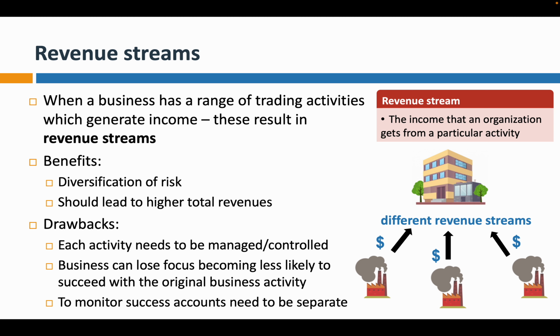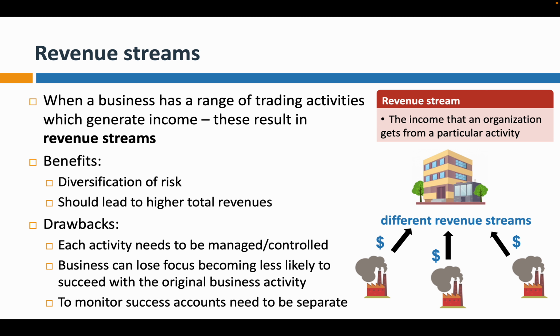And now to revenue streams. As you can see, this business has different factories. Let's say that each factory is producing and selling a different product. And based on that, it has different revenue streams coming from different activities.